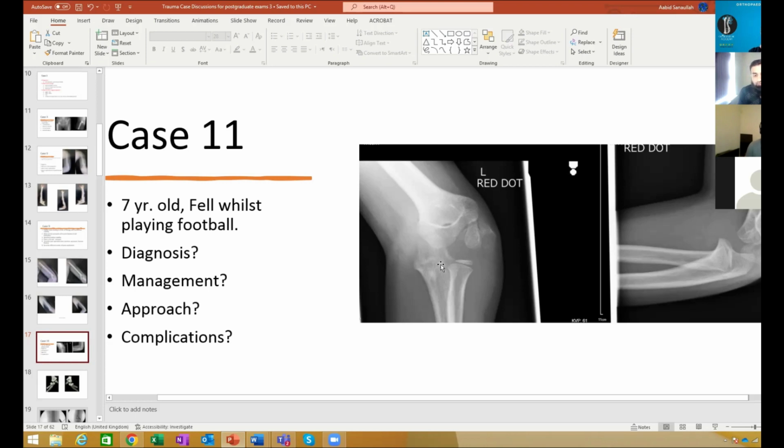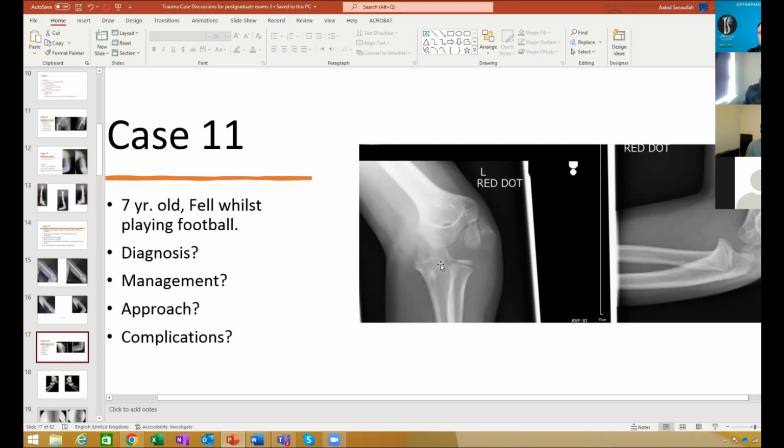So ideally, in a 7-year-old child, we do not attempt any reduction in the ED, because number one, it's unlikely to get reduced. Number two, it would be very painful and very distressing to the patient. So we take the patient to theater. So that's that.